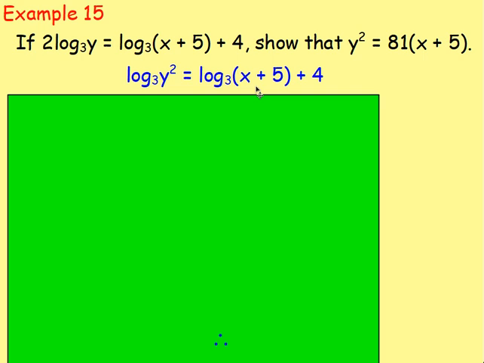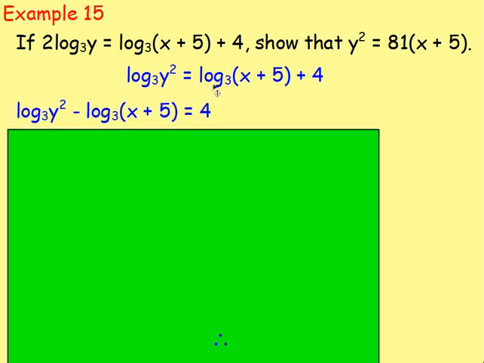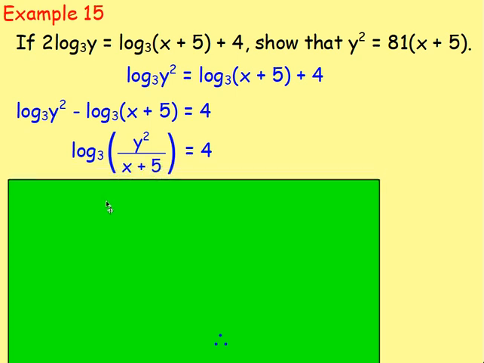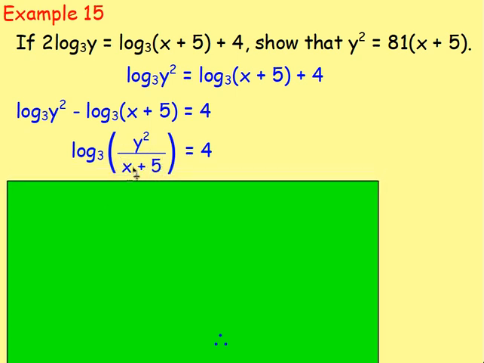If I move this log base 3 of x plus 5 to the other side, then really I'm going to take away log base 3 of x plus 5 on both sides. So either think about moving that over to the other side, so the positive will become a negative, or take away log base 3 of x plus 5 on both sides. From there then, good, yeah. What you could do, you've got log base 3 of y squared, take away log base 3 of x plus 5. It's the same base, you are subtracting, so you can put them together. So it'll become a log base 3 of y squared divided by this x plus 5.